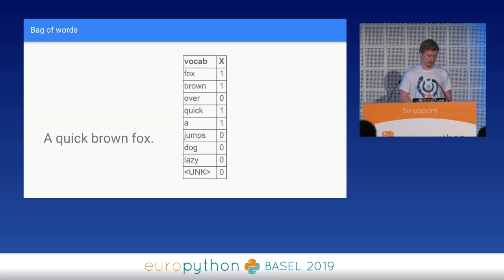When we want to represent a word or a bunch of words in a way that our neural network will understand, we can use, for example, the bag of words. It's the simplest possible representation that I know. First, we construct a dictionary. Here it is constructed from the sentence, a quick brown fox jumps over a lazy dog. For each word that occurs in our sentence, we assign one. And for each word we do not have in our sentence, we put zero. And we also usually reserve one of the tokens for the unknown words.